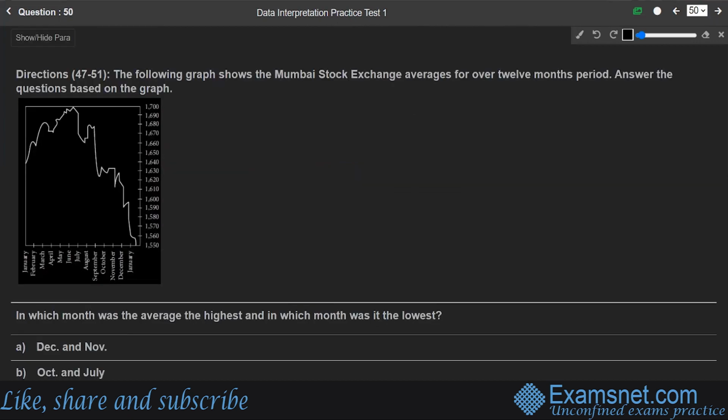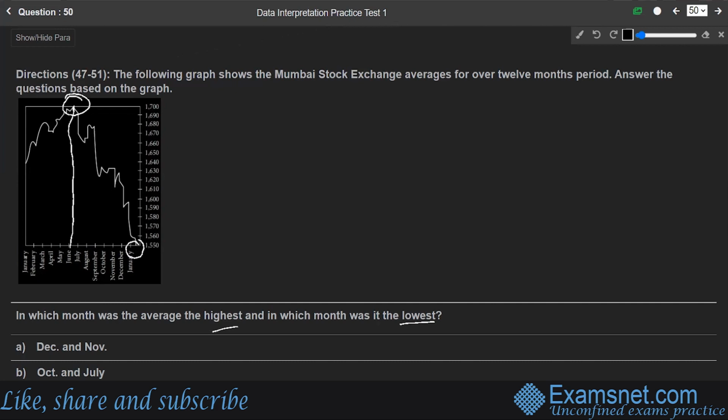Now the same data has to be used for the next question, which says: in which month was the average the highest, and in which month was the average the lowest? So we are able to answer this. The highest value is obtained at this very point, and if we bring it down, it matches with the month of June. So June has got the highest stock value, and the least value has obviously been registered in January. So January and June should be the right answer.